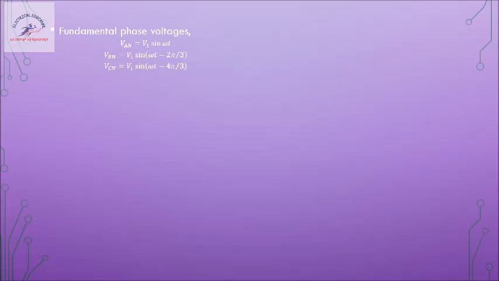VCN is equal to V1 sin(omega t minus 4 pi by 3), that is, VCN lags VBN by 120 degrees further. So these are the three-phase voltages. Nothing special about it. It is called the fundamental voltage. This will be our reference.